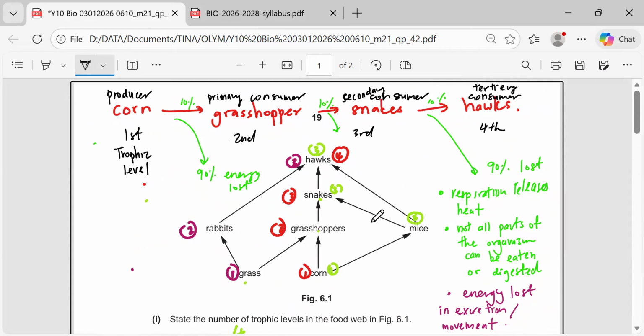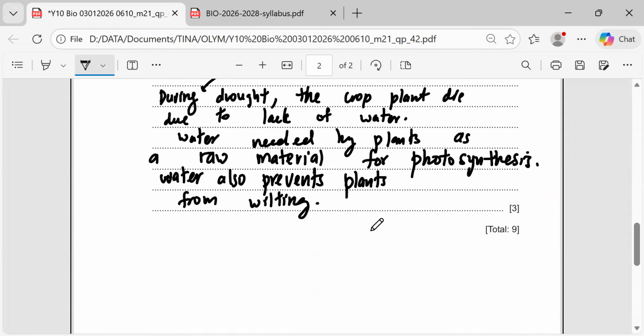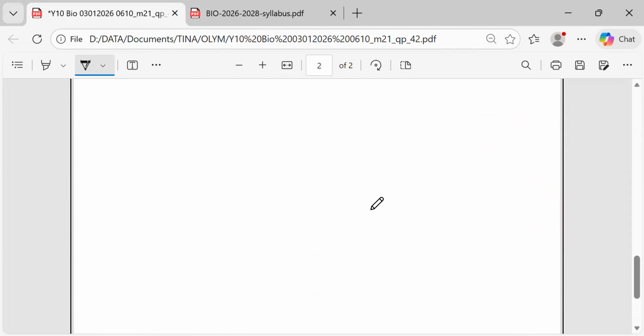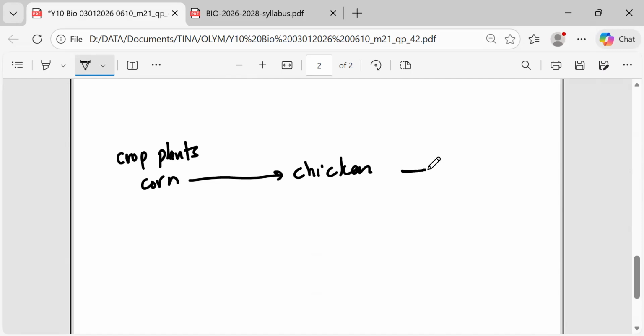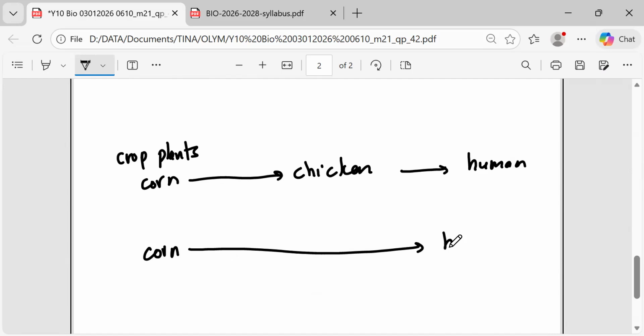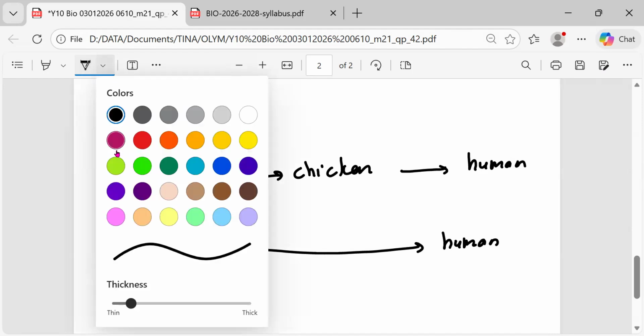Okay, so let's say crop plants, okay? Crop plants can be like corn or rice. What do we do with the corn? In Malaysia or other countries, you use it to feed the chicken, and then the humans eat the chicken. Or you can also grow crop plants, corn, and directly feed the human. Which one is better? Corn to humans. Why? Because less energy is lost.